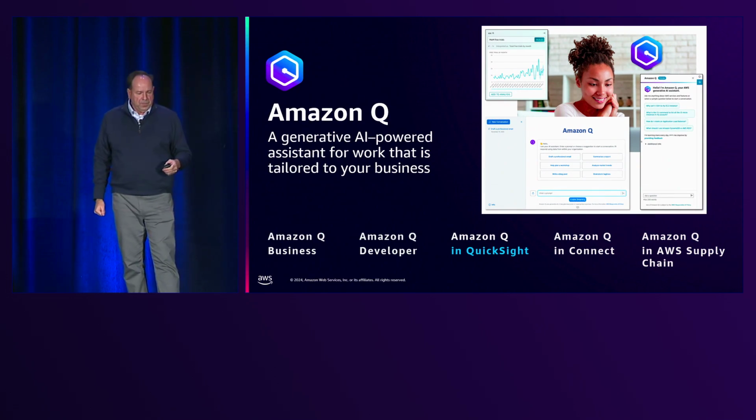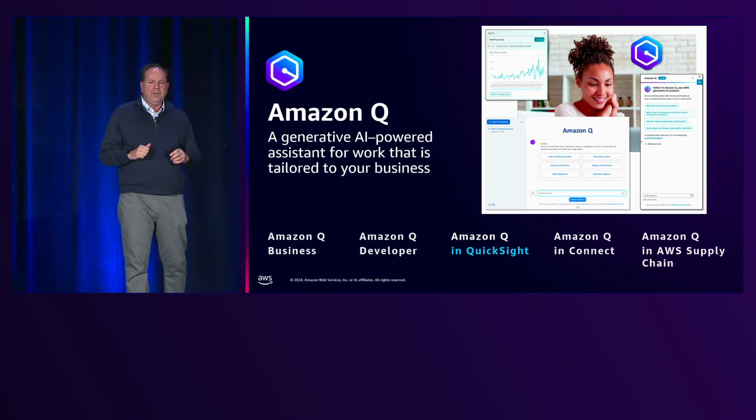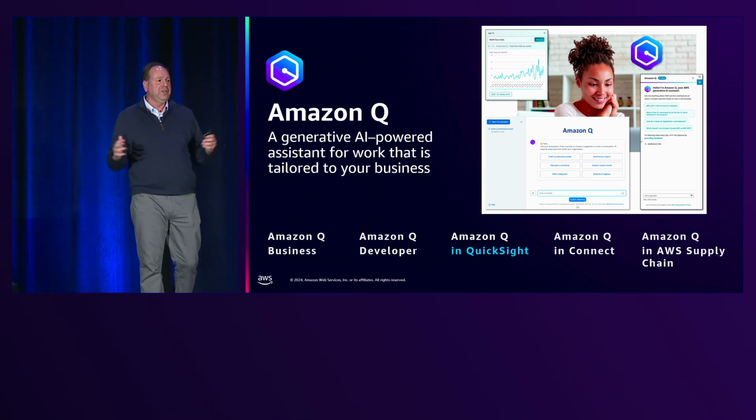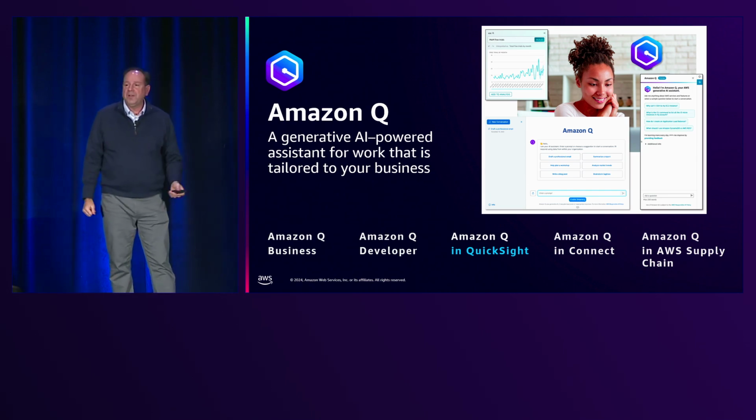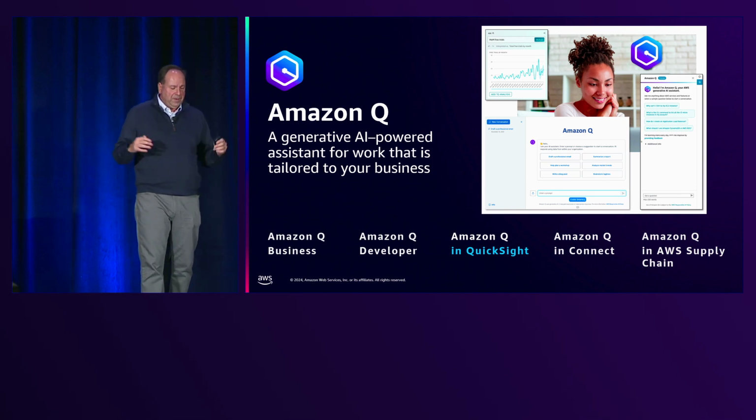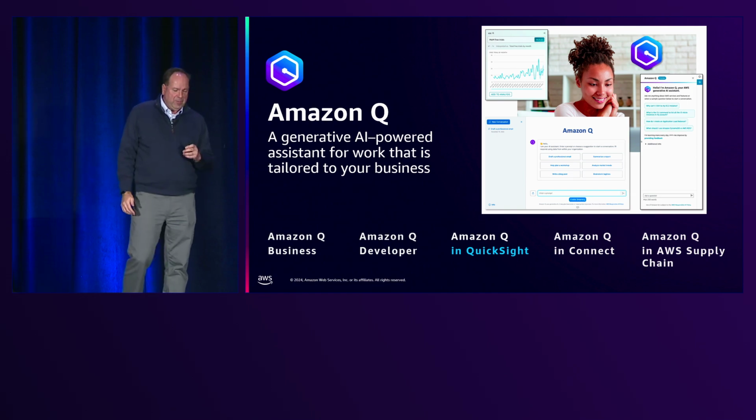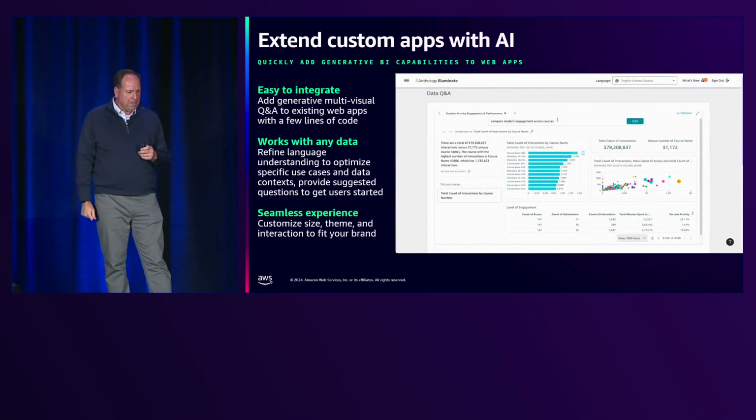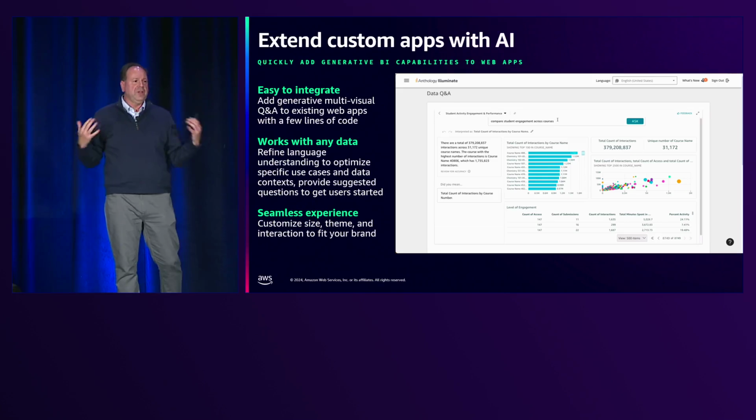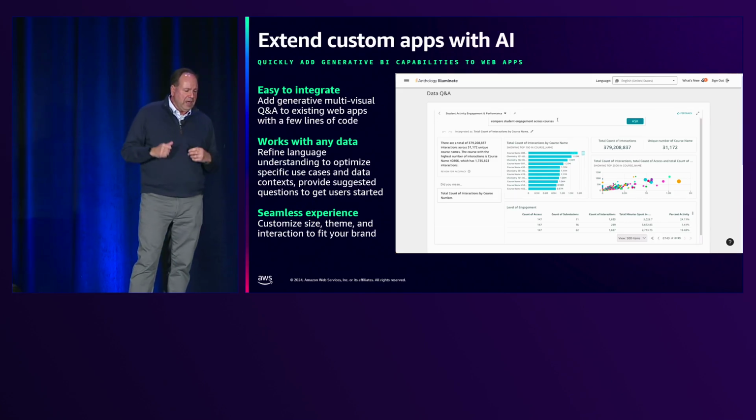And again, Amazon Q and QuickSight is part of this larger Amazon Q suite of capabilities, right? So we have Amazon Q Business, where we've just talked about the integrations that we're doing with Amazon Q Business. We also have Amazon Q Developer. Again, we have Amazon Q and QuickSight. And of course, it's also available in Connect and in AWS Supply Chain. You can also embed these capabilities inside your applications. So you can now use these generative AI capabilities with QuickSight inside your applications.